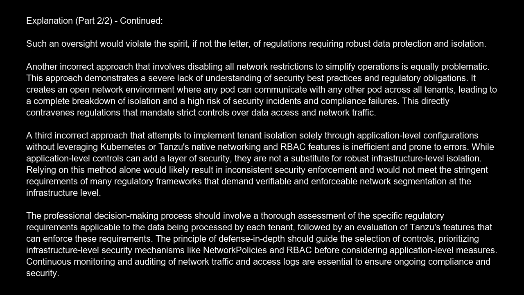A third incorrect approach that attempts to implement tenant isolation solely through application-level configurations, without leveraging Kubernetes or Tanzu's native networking and RBAC features, is inefficient and prone to errors. While application-level controls can add a layer of security, they are not a substitute for robust infrastructure-level isolation. Relying on this method alone would likely result in inconsistent security enforcement and would not meet the stringent requirements of many regulatory frameworks that demand verifiable and enforceable network segmentation at the infrastructure level.